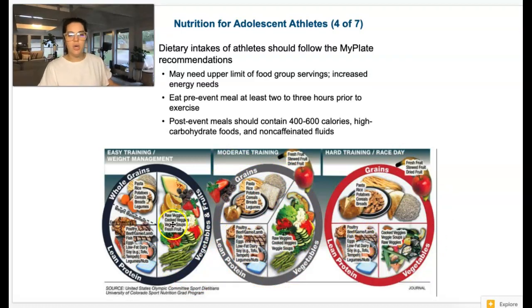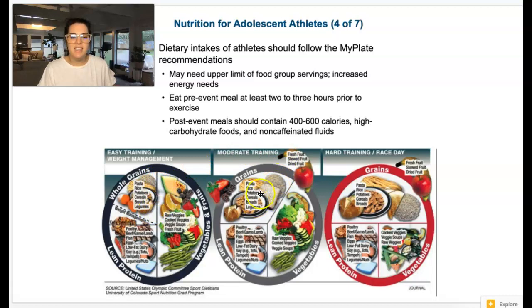Okay, so vegetables and fruits are going to be required for all athletes in almost higher amounts than non-athletes, because again, we're going to have higher need for vitamins and minerals because the energy demand is higher. So fruits and vegetables are always important. You see that lean protein is pretty consistent across all of the types of training. So again, protein isn't the critical nutrient that carbohydrates are.